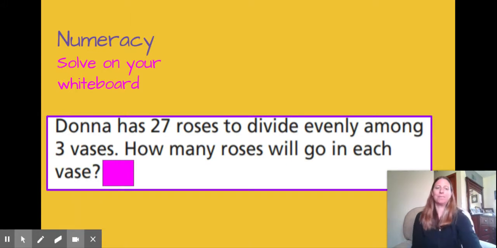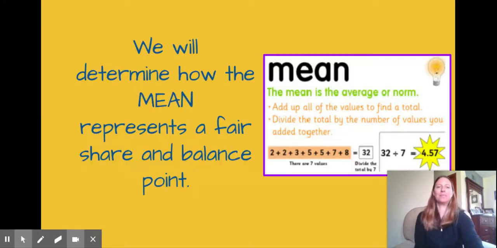Our first topic is the mean. So the mean represents a fair share and a balance point in a group of data points. So the mean is the average.